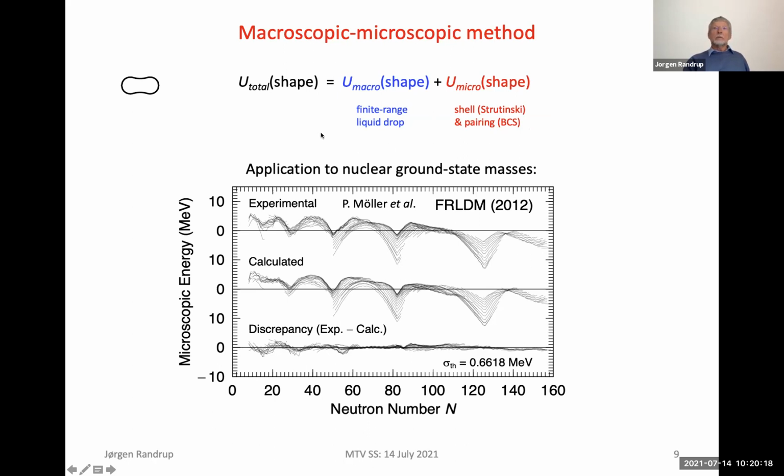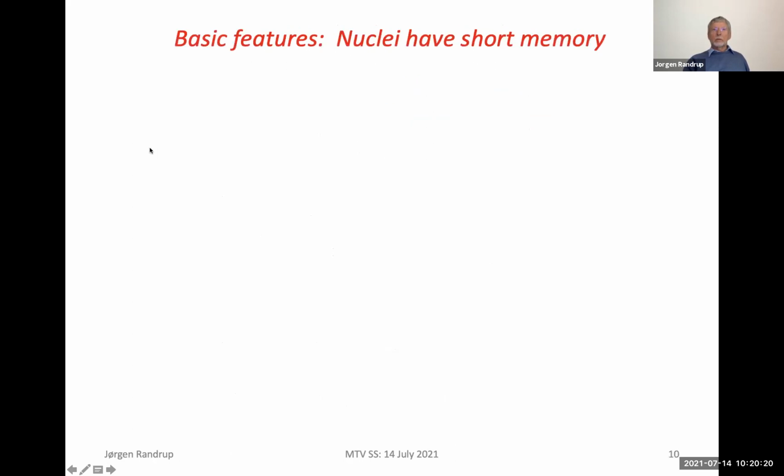Okay, finally then, now we are done with the static nuclear properties. Now we can finally go to fission. So something happens in time in fission. And the third basic feature of nuclei that is important is the fact that nuclei are amnesiacs. They have a short memory.